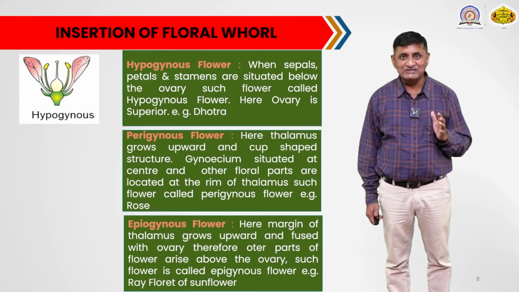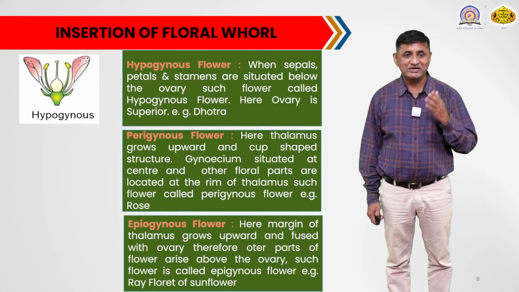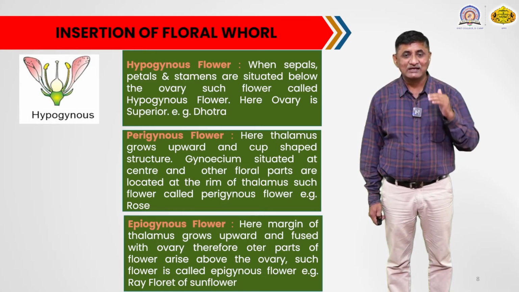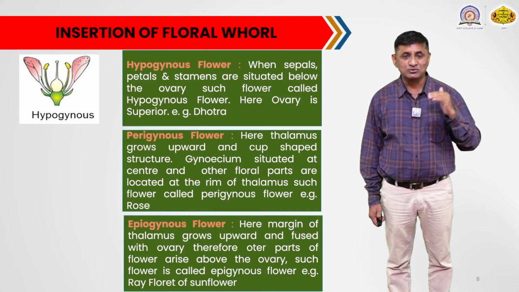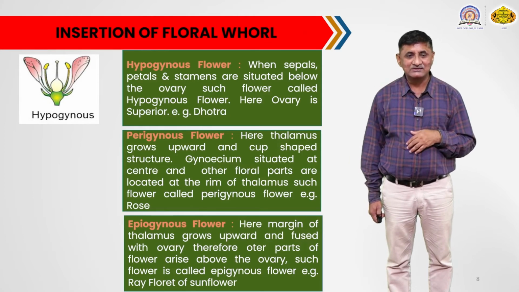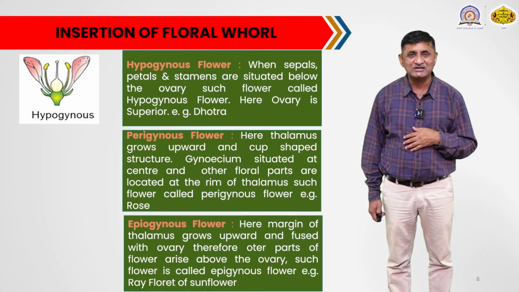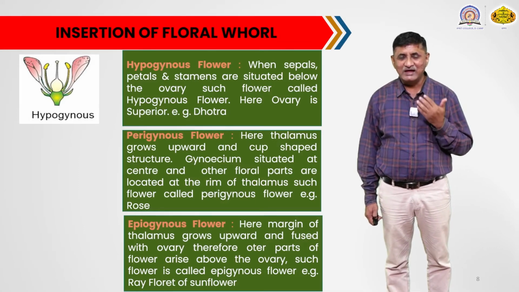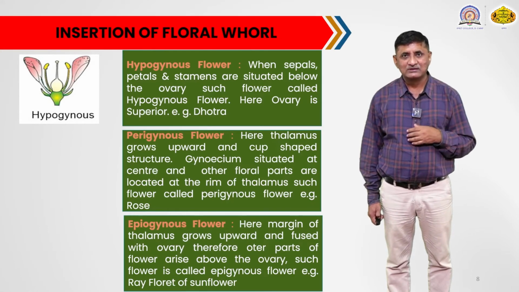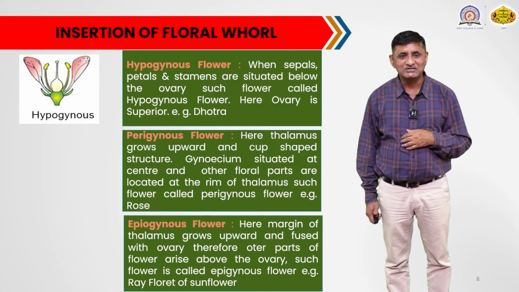When sepals, petals and stamens are situated below the ovary, as you can see very clearly in the figure, all these parts are situated below the ovary. Such a flower is called a hypogynous flower, and in such a flower the ovary is superior. For example, you can consider the flower of dhotra. Many plants have flowers of the hypogynous type. For your better understanding, the image of one such flower is also shown here.